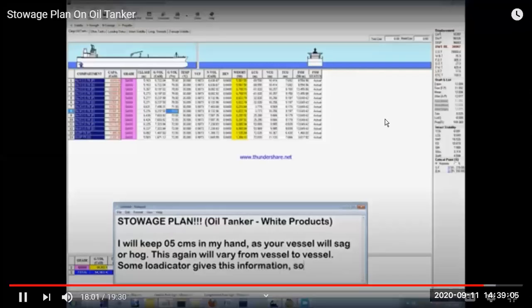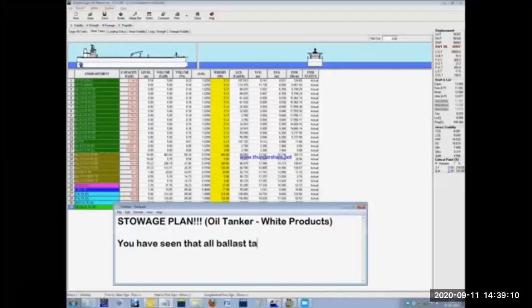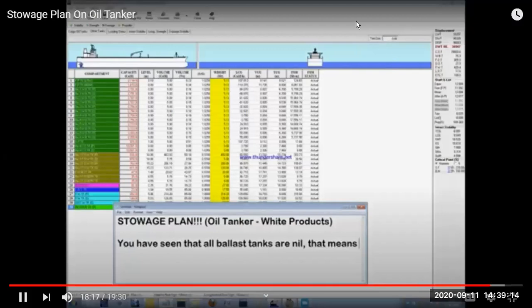Then we keep some draft, 5 centimeters, in hand so that with hog and sag it is not exceeded, because we are not allowed to exceed the load line. And we get all the draft and stability particulars here.